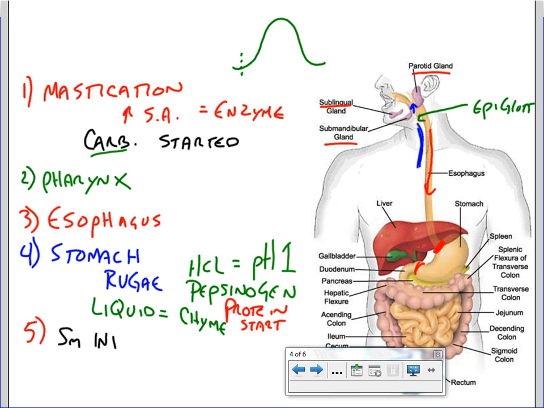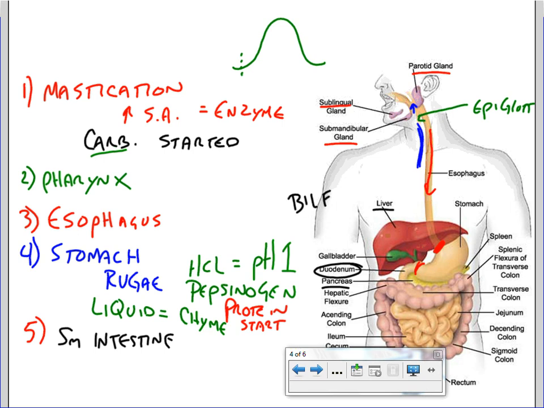Right, and the very beginning of the small intestine is called the duodenum. Right, and that duodenum is a very important location for you to know because we have two main organs that are going to start dumping their contents in there. One is the pancreas, and the other is the liver. The liver is going to produce bile.